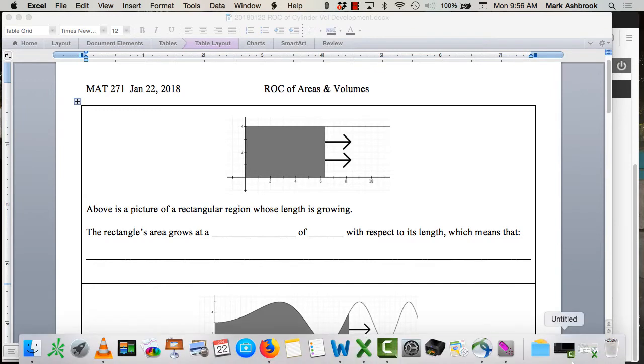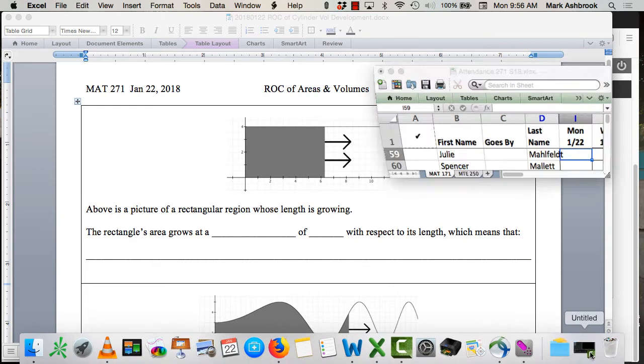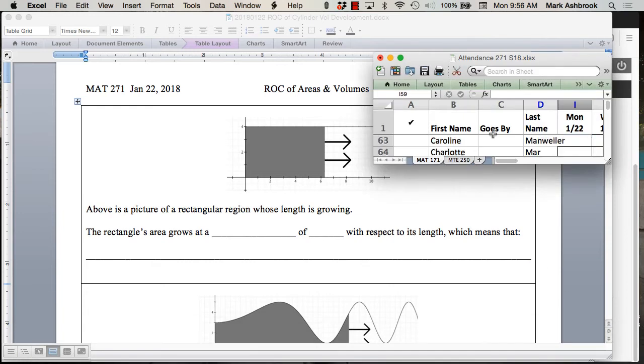Okay, I'm going to have a call-on sheet, but let's just spin the wheel here. Neil, you're up. No, just the first part. So the rectangle area grows at what? A constant rate of change of 4. You said a constant rate of change of 4. Agree? And what does that mean if it's a constant rate of change of 4?